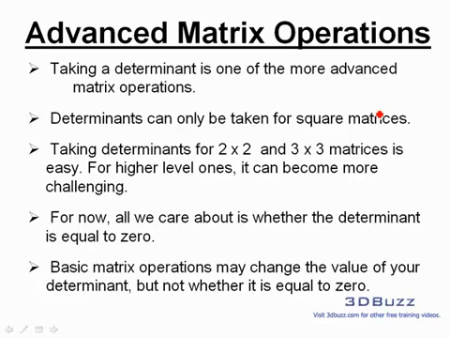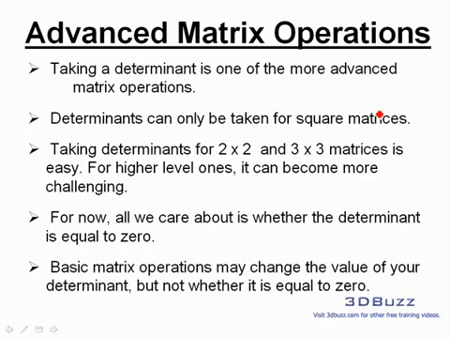Basic matrix operations may change the value of your determinant, but not whether it is equal to 0. So essentially what I'm trying to say is that your determinant is going to be a number. Let's say 18. By doing the 3 operations we just talked about, adding 2 rows, multiplying a row by a constant, or swapping 2 rows, you'll change the value of the determinant. So if it was 18, it might become 16. But it won't become 0. It's either going to be 0 or it's not, no matter what you do.